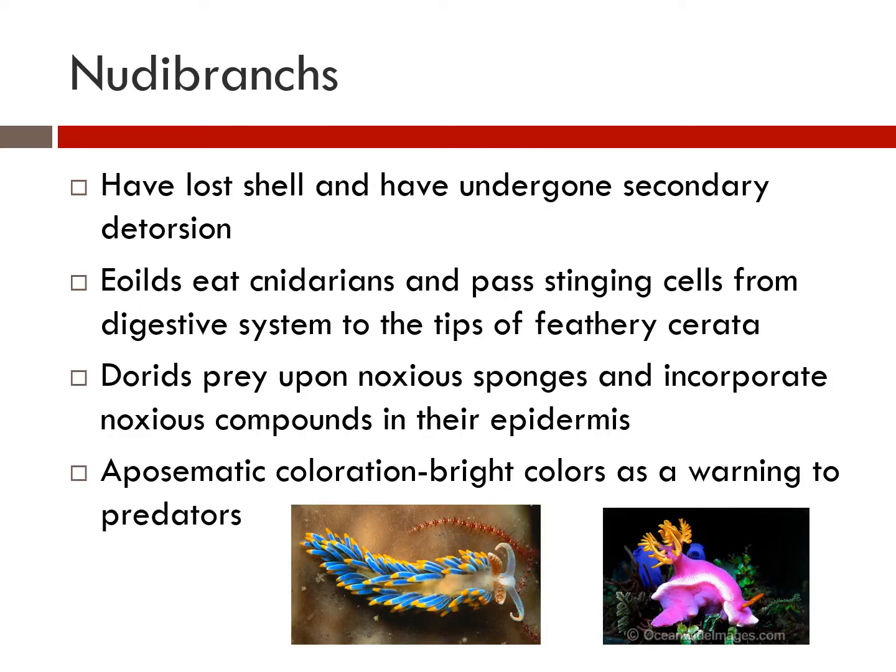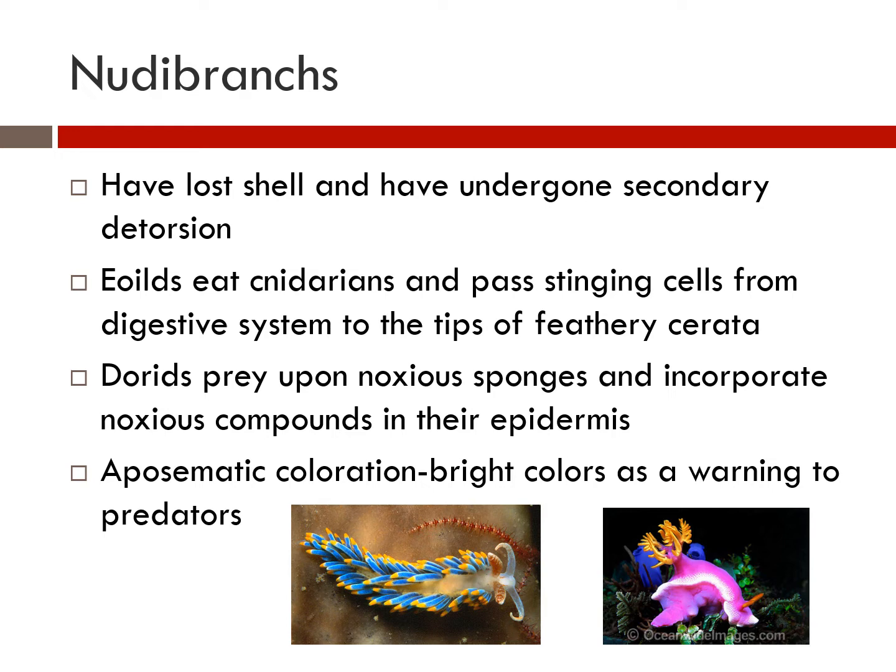They don't care. The nudibranchs, right? These things are super cool. Nudibranchs, we've got some for you to look at in the lab. Sorry, pictures for you to look at in the lab. Right? They have lost their shell and undergone secondary detorsion. So in their evolutionary history, they had a shell and they had that torsion where everything was twisted around. Once they lost that shell, they were able to detwist themselves, right?